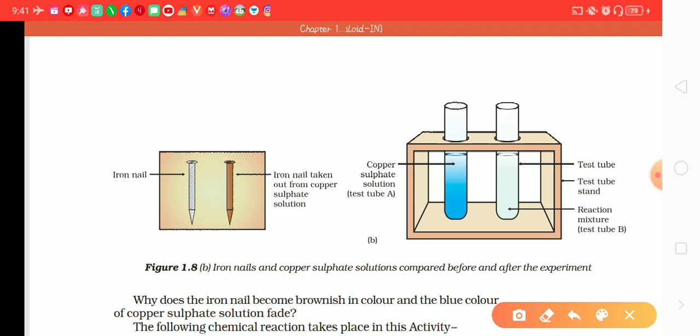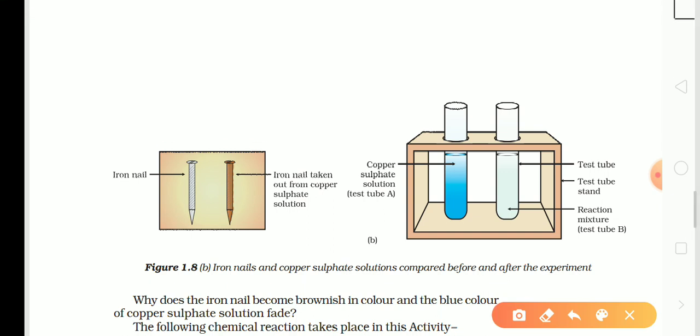Okay, and the copper which is coming out of the solution will stick on to the surface of the iron nail. The copper which is coming out of solution will stick on the surface of the iron nail, and it will give a brown appearance to the iron nail.